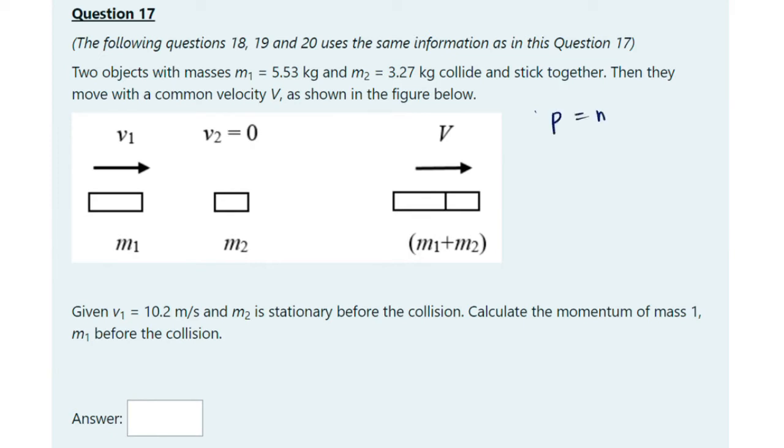p is equal to mv. So here, since we are calculating momentum of mass 1, this is going to be p1, mass 1, and then the velocity will be v1. So we're going to substitute. The mass is going to be 5.53 multiplied with the velocity, 10.2 meter per second. So the answer that we're going to obtain is going to be 54.4 kilogram meter per second. So this is going to be the answer for question number 17, which is momentum of mass 1.